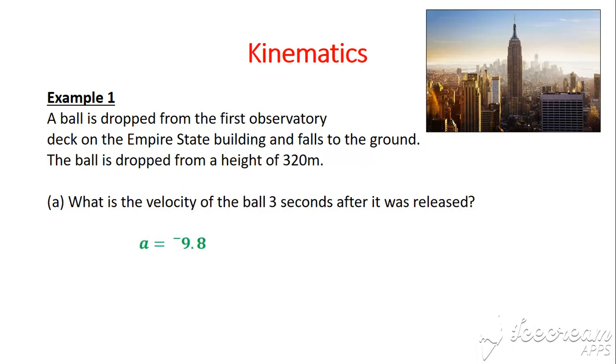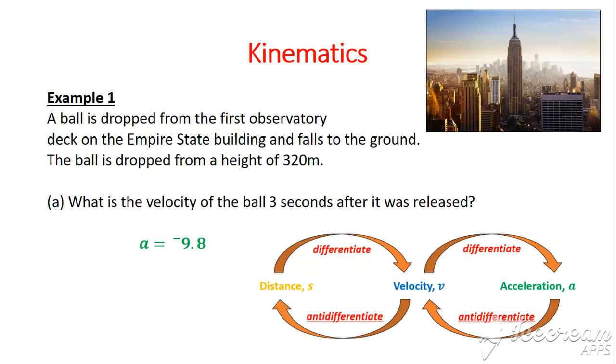Well, we're going to start with an acceleration function because we're going to assume the only acceleration on the ball is gravity. And gravity has a value of 9.8. Now it's negative because we're going to draw our diagram. Here's our building and the ball is falling down in a negative direction, so it's negative 9.8.